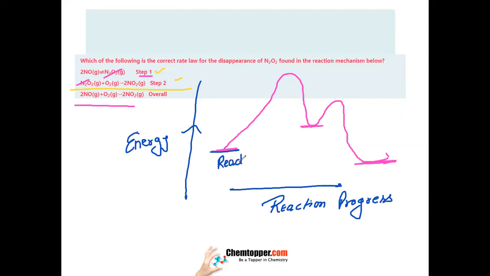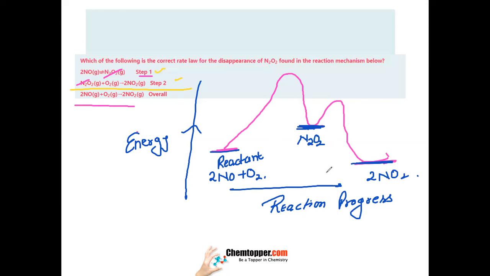Reactant. What is the reactant? 2NO plus O2. What is here? Yes, children? This one, which can be trapped, which you can identify. Intermediate, yes, N2O2. Very good. And what is here? The product, 2NO2, the product.